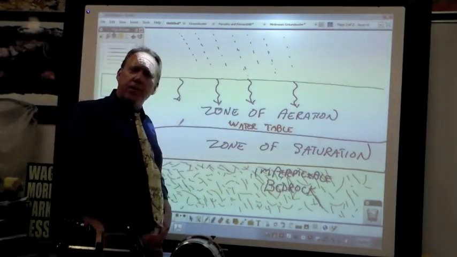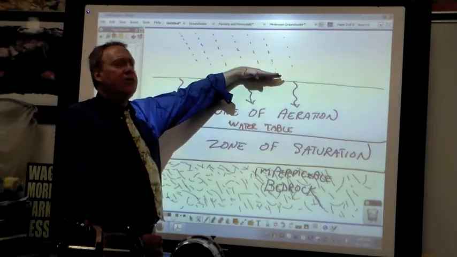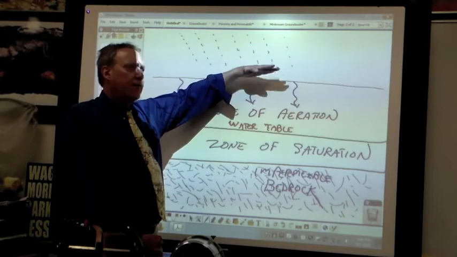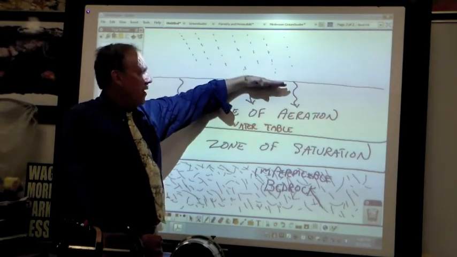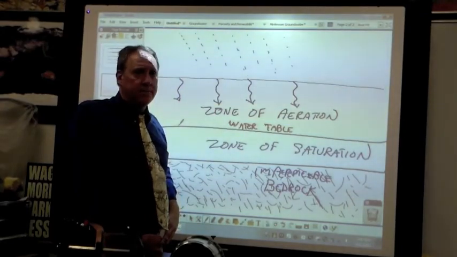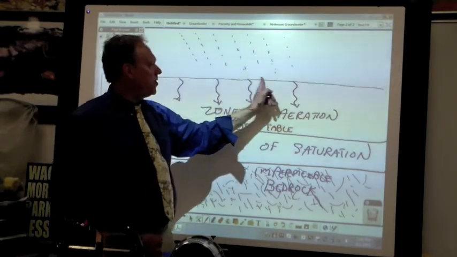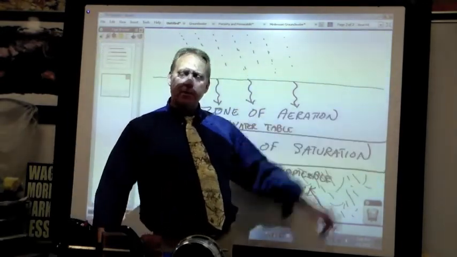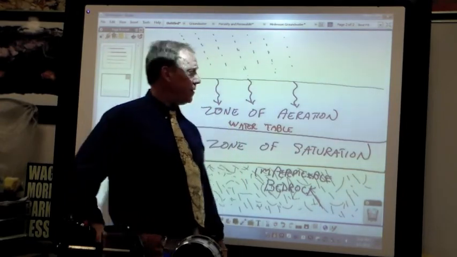Now let's take this a step further. Let's think about this. What if the water table actually reaches the surface? If the water table actually reaches the surface, will any water be able to continue to enter? Well, the answer is no. Any water that tries to enter will be forced to just simply flow across the land. We have what's known as a flood, an example of runoff.